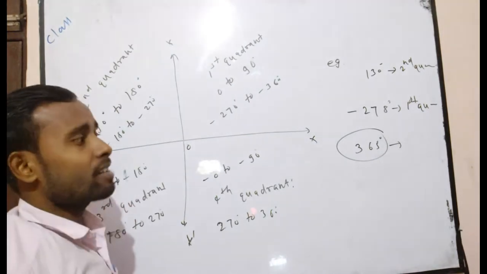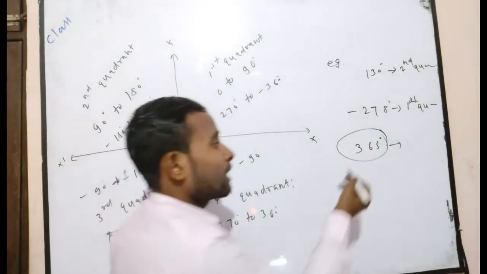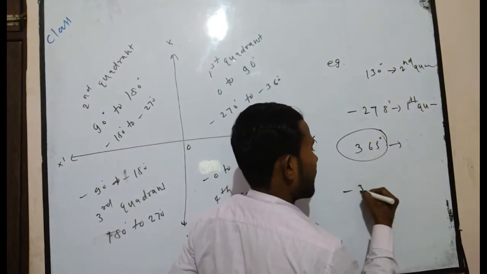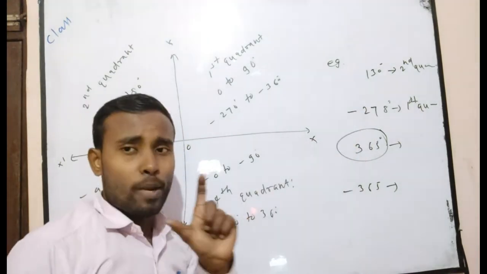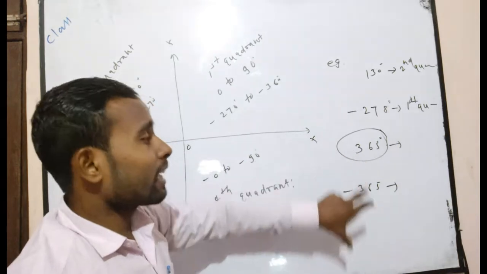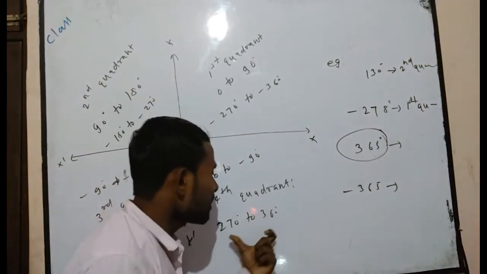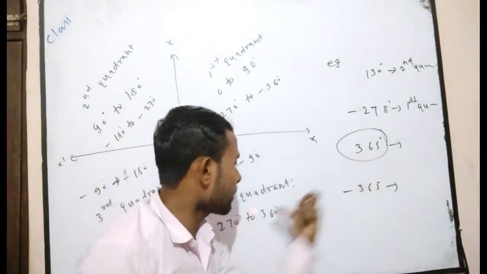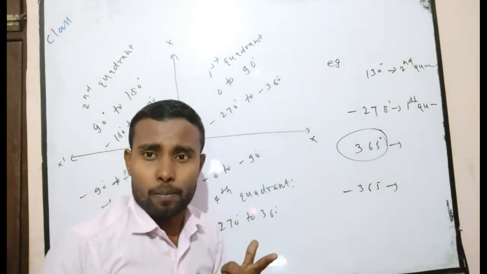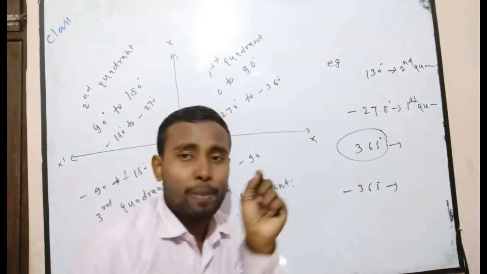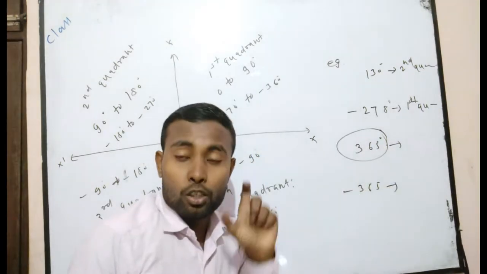In that case, it is very simple. Suppose we take the first angle 365 and the second angle minus 365. Now you have to identify in which quadrant both angles lie. There are two ways. First of all, if the angle is positive and more than 360, then you have to subtract from the given angle such that the result lies between 0 and 360.